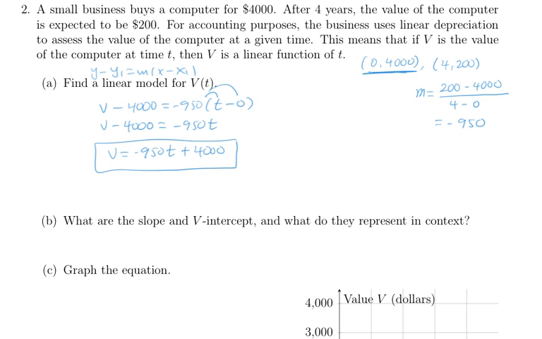So now from here, it should be obvious. What is the slope? It's minus 950. What does that mean in this case? What does the slope of minus 950 mean? It's going down by what? 950 every year. That's it. Okay. And what about the y-intercept? It's 4,000, which means what? Originally, at time 0, the computer was worth $4,000.